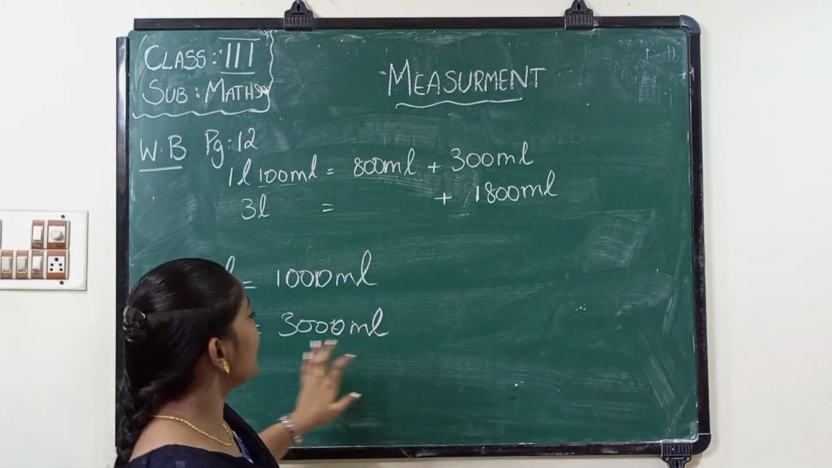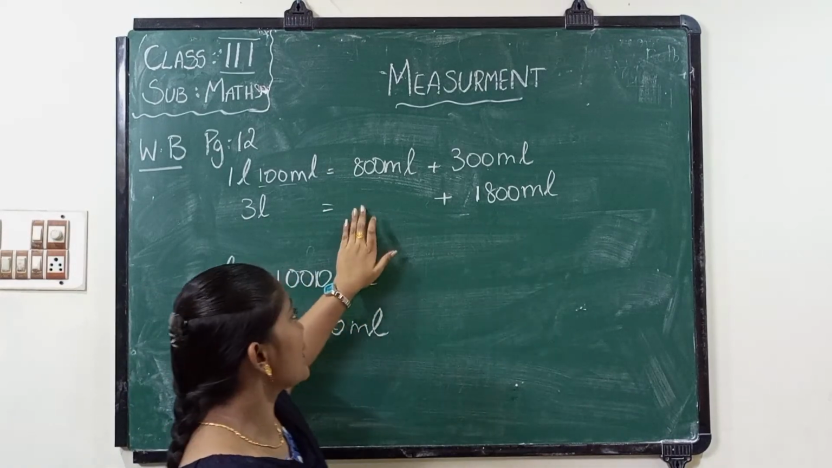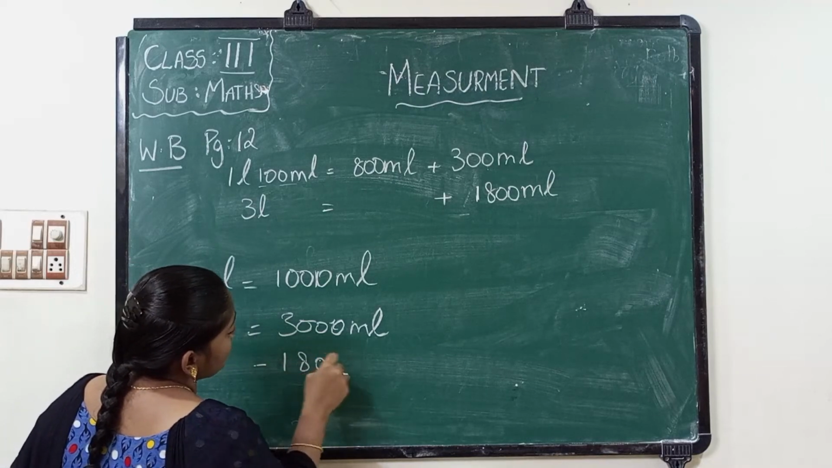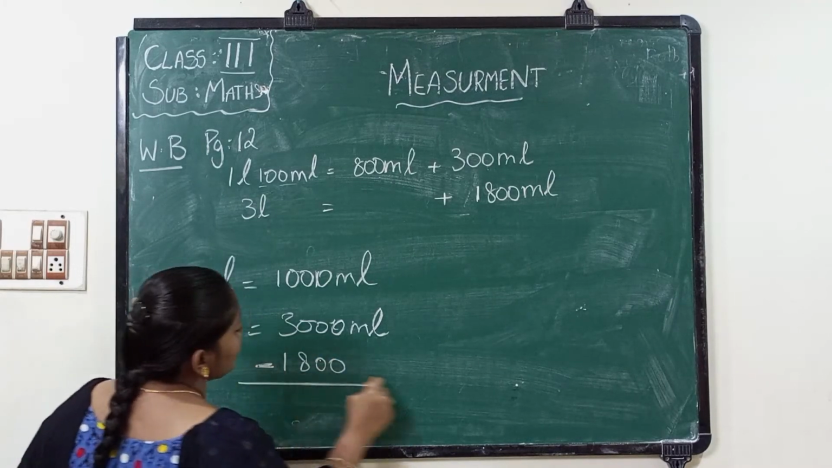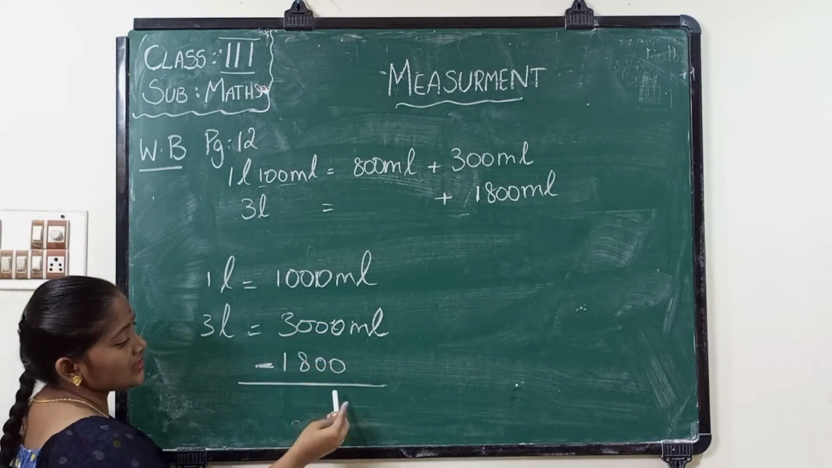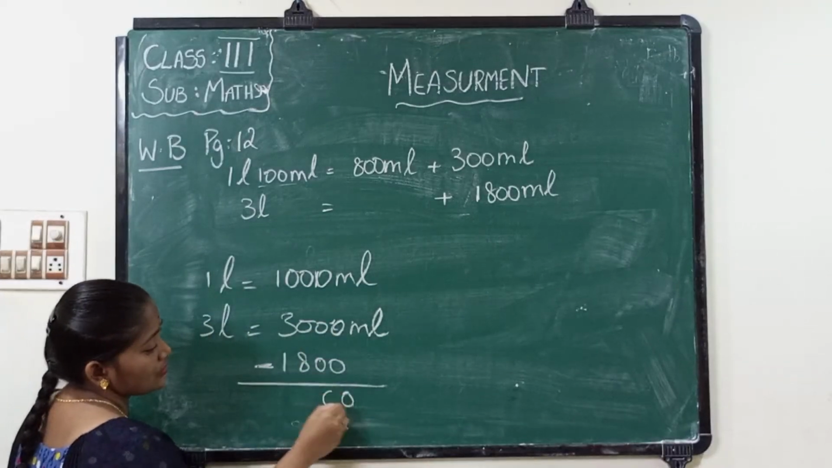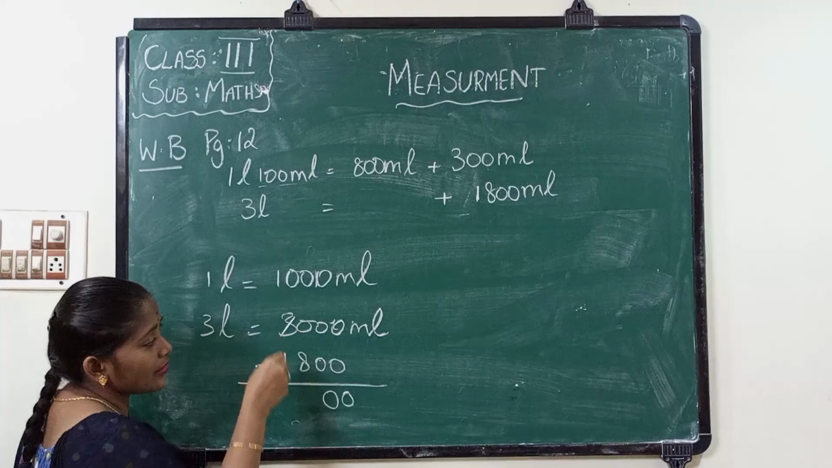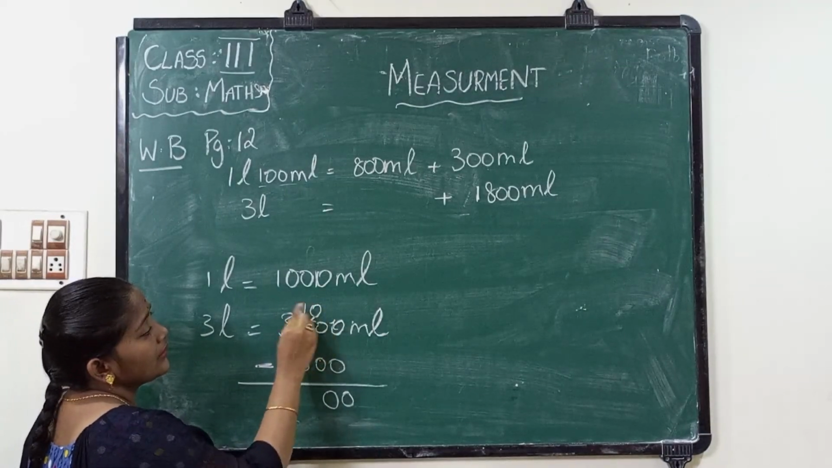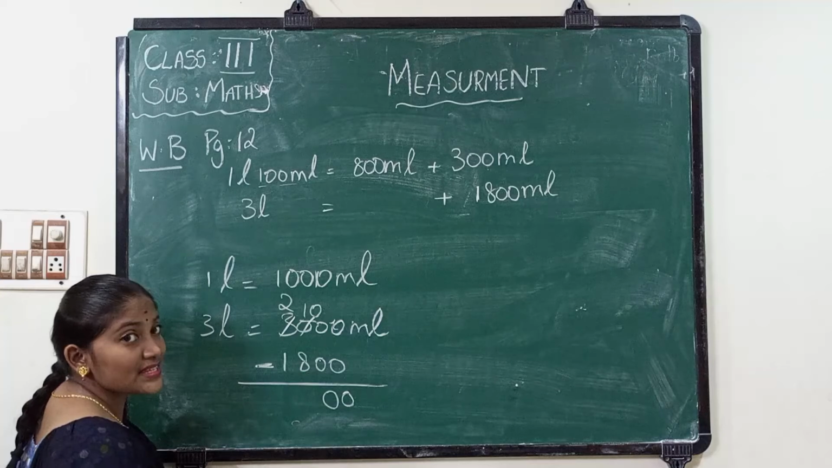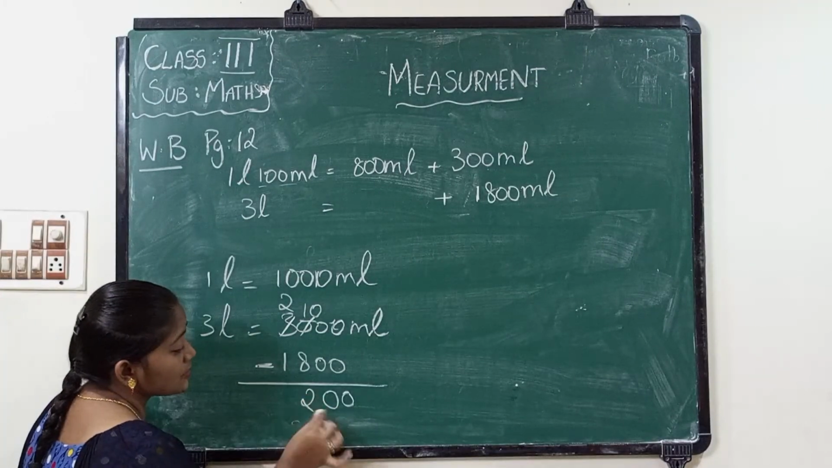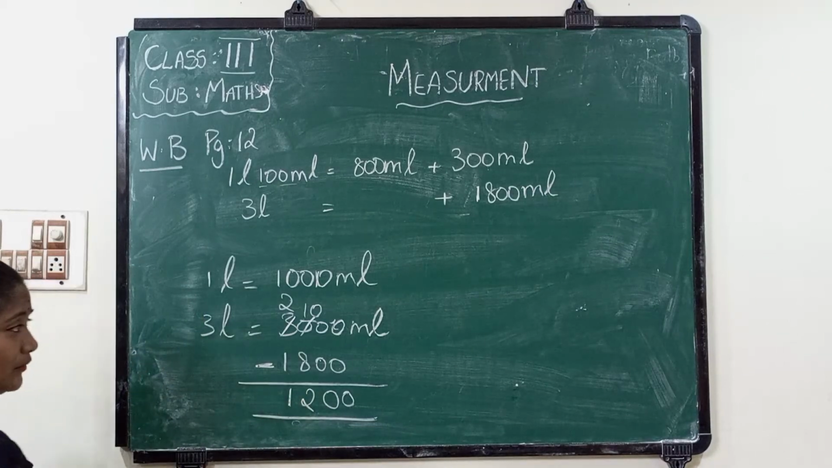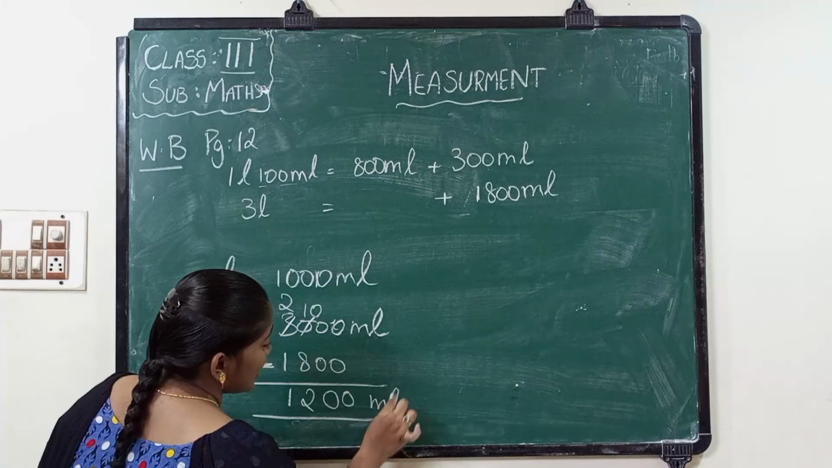We can write 3000 ml as 1800 ml plus something we have to find. If I subtract 1800 ml from 3000, 0 minus 0 is 0, 0 minus 0 is 0, 0 minus 8 is possible? No. What do we have to do? We have to borrow from 3. So 0 becomes 10, 3 becomes 2. 10 minus 8 is 2, 2 minus 1 is 1. So 1200 ml.